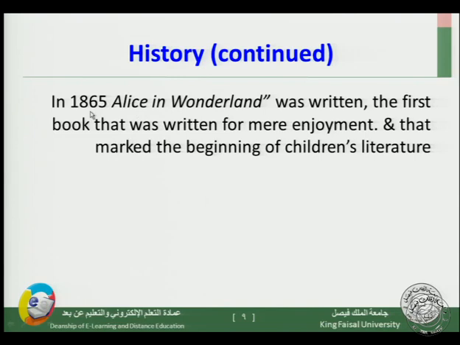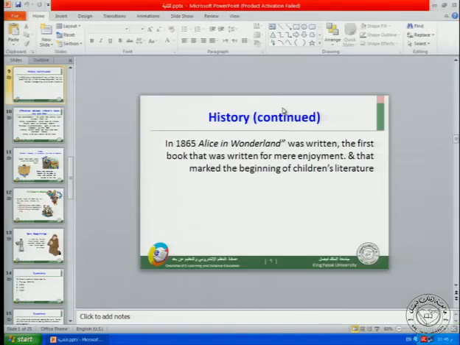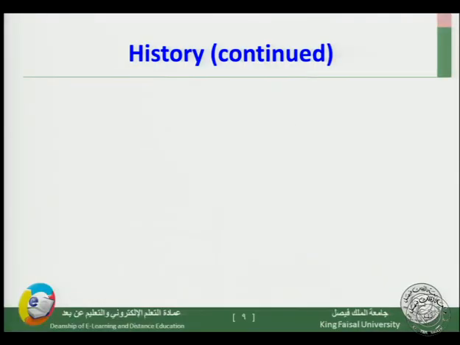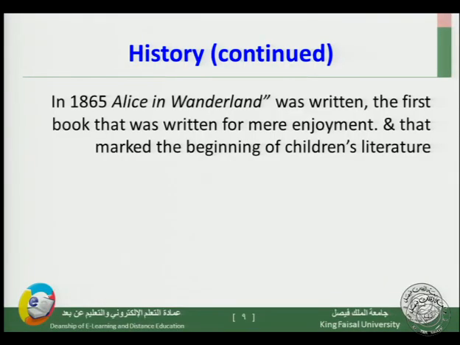In the year 1865, a very famous book in the field of children's literature called Alice in Wonderland was written and published at that time. Alice in Wonderland. It was the first book that was written for mere enjoyment.